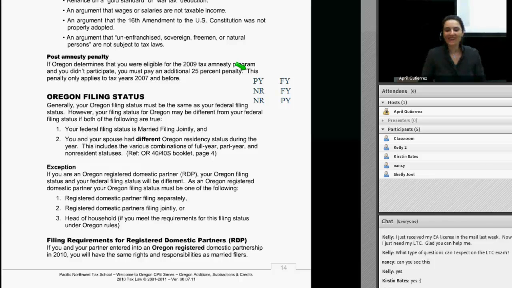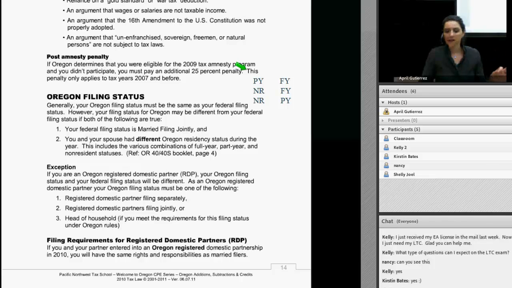So what Oregon is saying is, if you have a different residency status than your spouse and you filed jointly on your federal return, so your residency status for Oregon differs from your spouse, but you filed a joint federal return, then in that situation you can qualify to file separately on Oregon even though you filed jointly on federal.